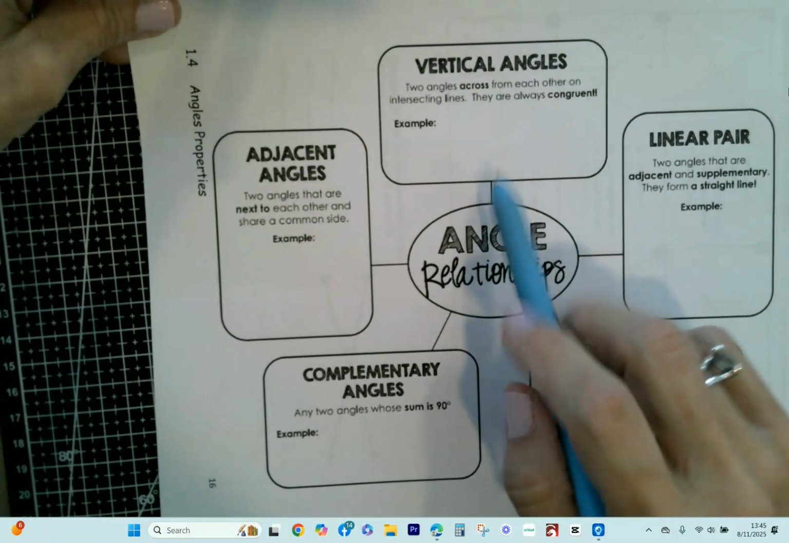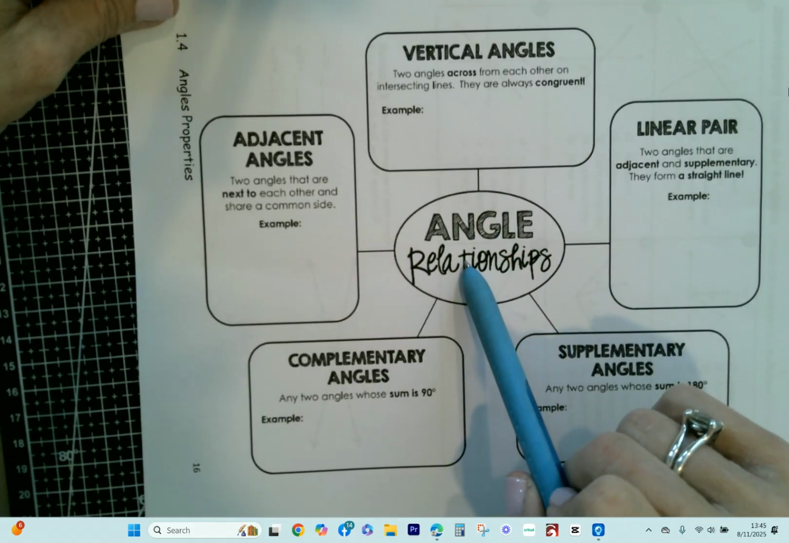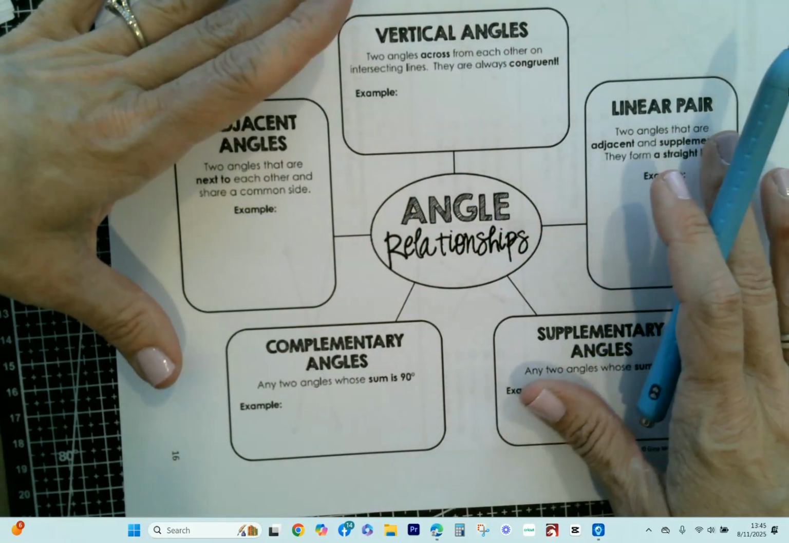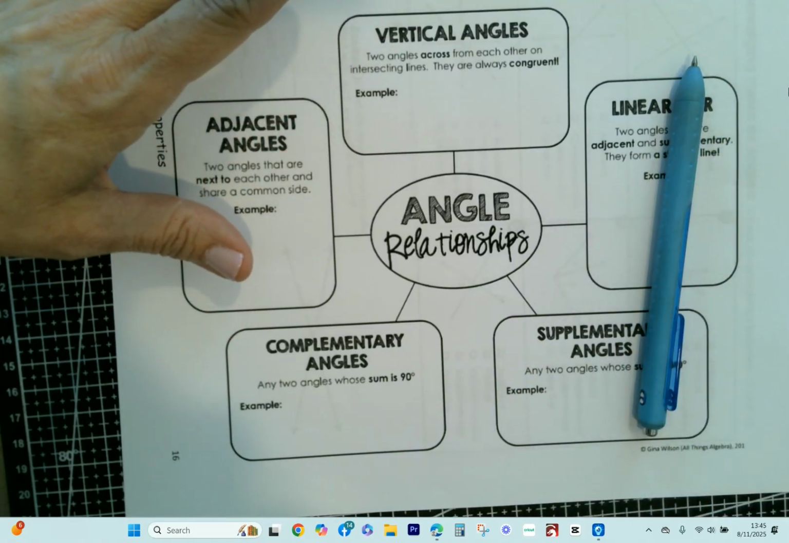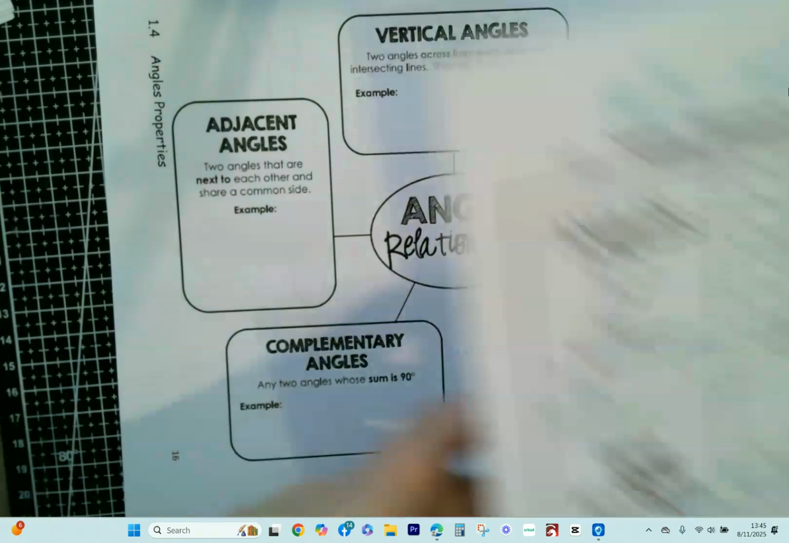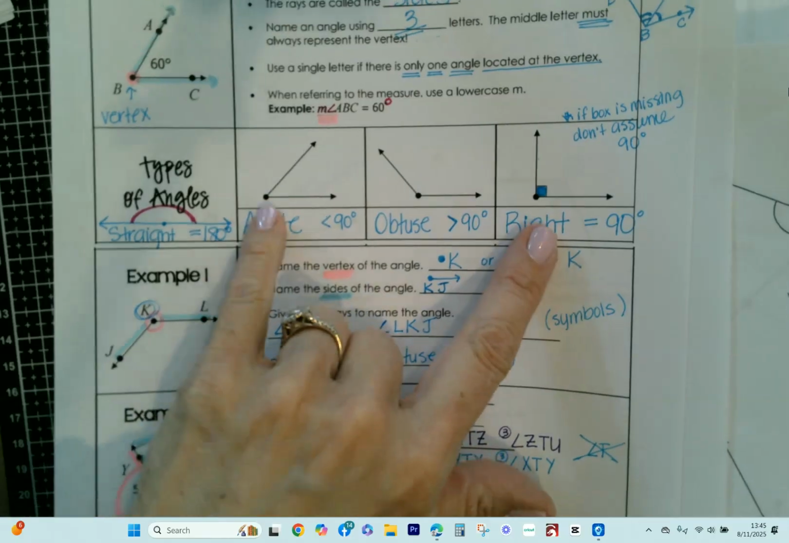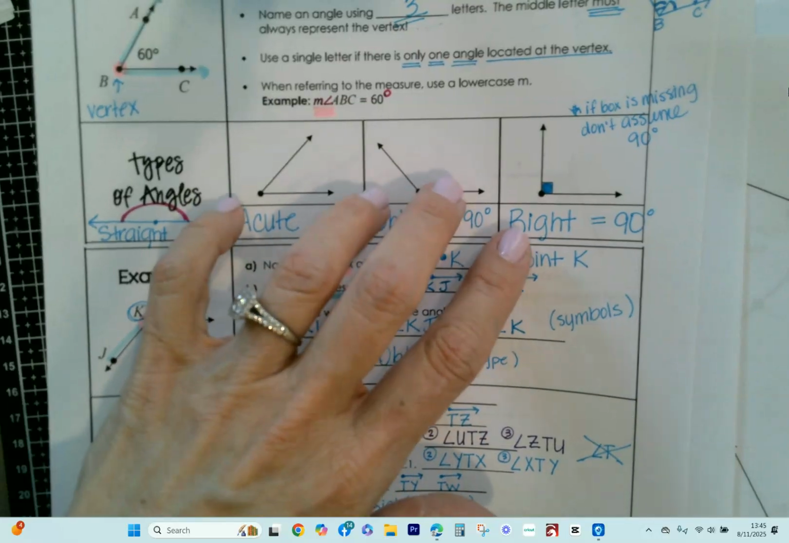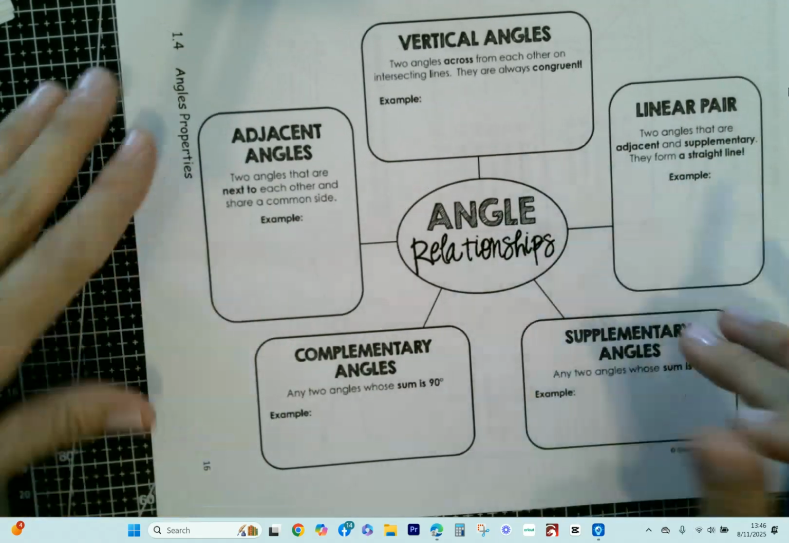All right, this is lesson 1.4, and we're going to be talking about angle relationships and properties. This little diagram here is a really good visual for the angle relationships that are made by the types of angles that we talked about here in 1.2: straight, acute, obtuse, and right angles. When you pair multiple of these together, they form a relationship with the other angle, and then we can talk about that. So let's just go ahead and get started.